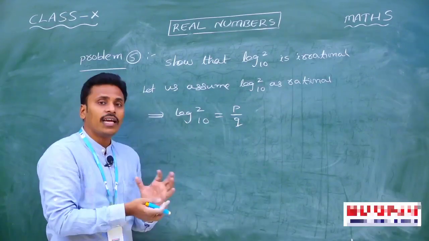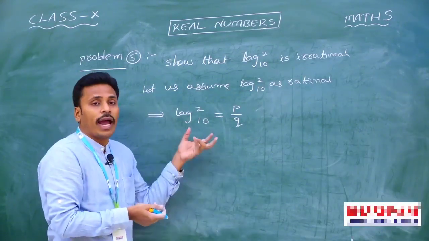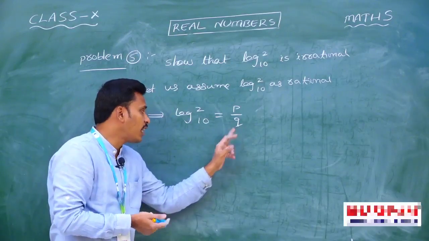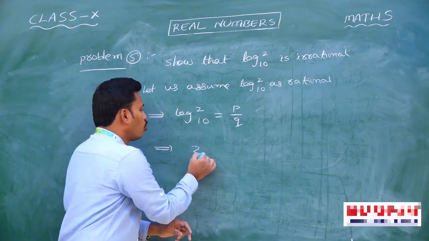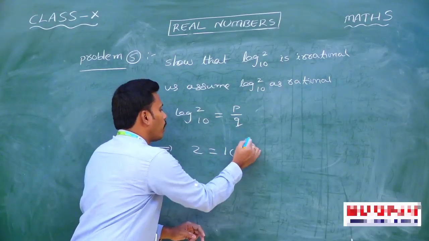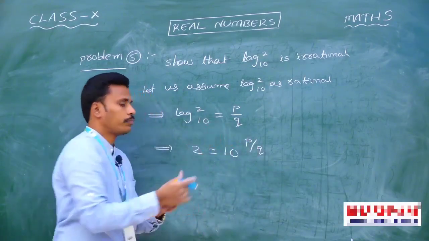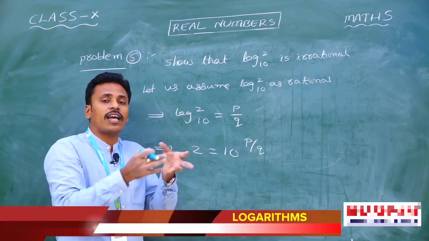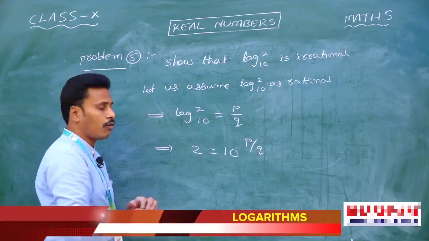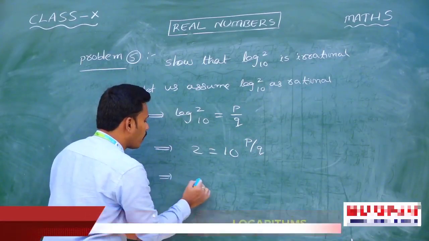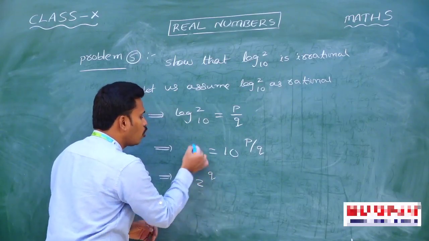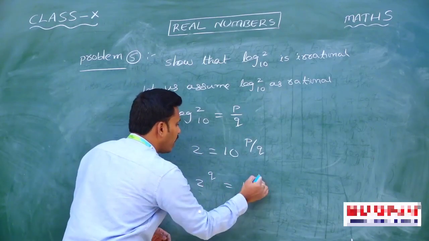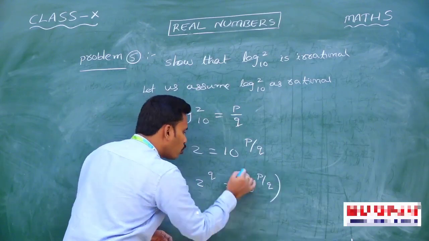You just write its exponential form. To write its exponential form, send this 10 to that side, and it becomes 2 is equal to 10 to the power p by q. Now you just apply power q on both sides. If you take power q on both sides, this side is 2 to the power q and this side is 10 power p by q, to the power q.